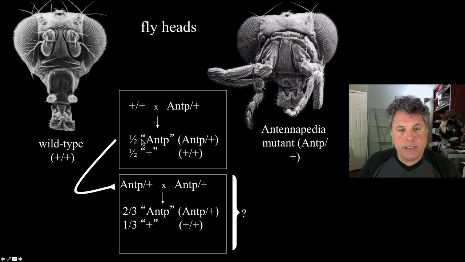Okay, great. So what would happen then if you took these Antennapedia wild-type heterozygotes and inbred them? That is, took these offspring and inbred them. Well, this is basically a monohybrid cross. And what was found is that in this cross, two-thirds of the progeny had the Antennapedia phenotype, and were probably heterozygous for Antennapedia and the wild-type allele. And one-third of the offspring were wild-type phenotype, that is, homozygous for the wild-type allele.